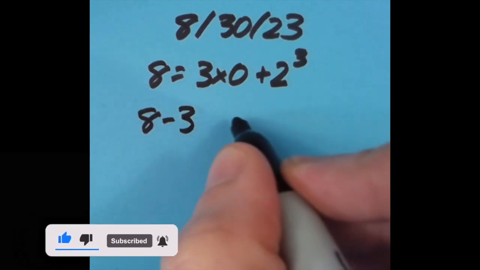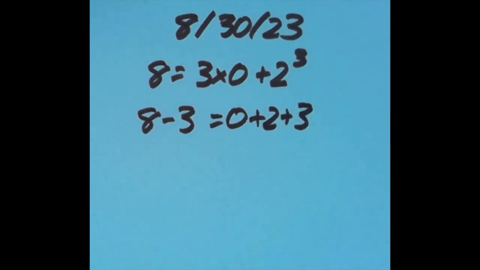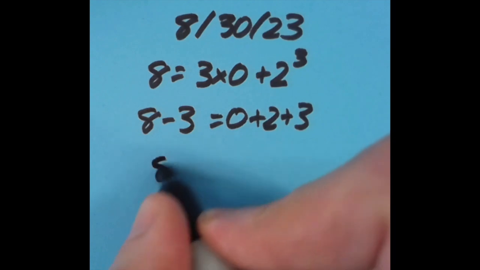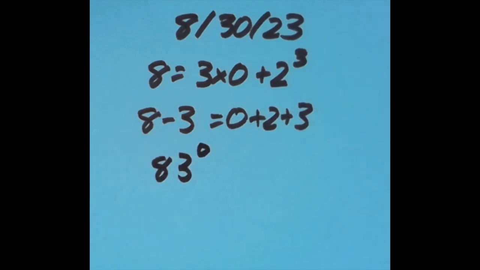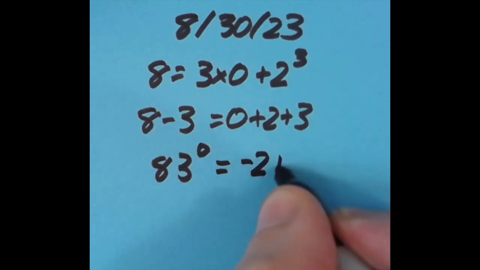And here I said 8 minus 3 is 5. And so is 0 plus 2 plus 3. With the equal sign over a spot more to the right, I said let's do 83 to the 0 power. Now any number except for 0 to the 0 power is 1, so that's just 1, and so is negative 2 plus 3.